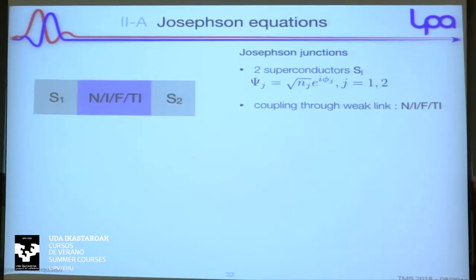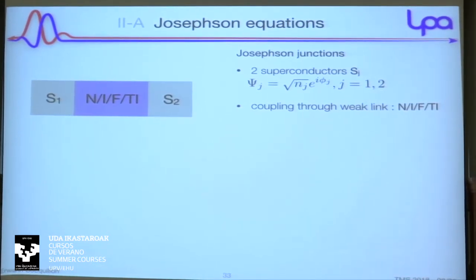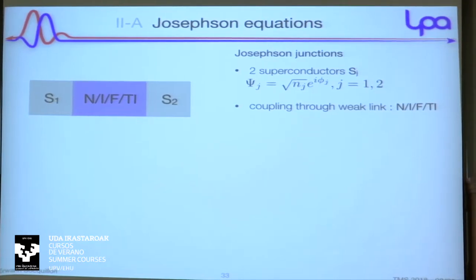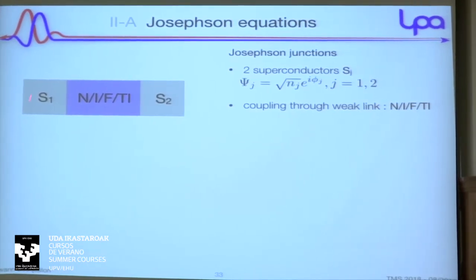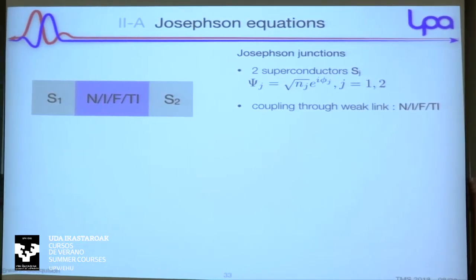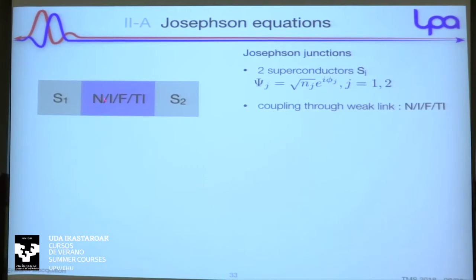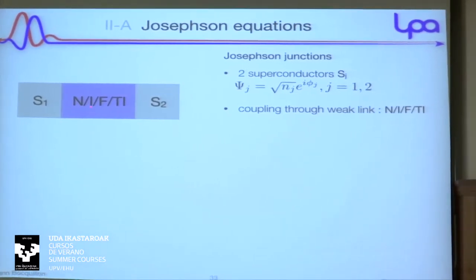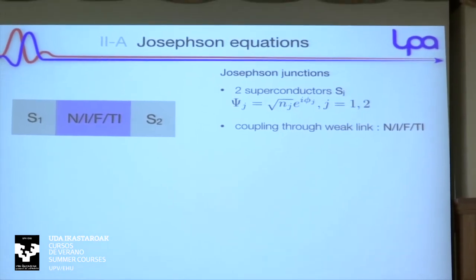So first, as a reminder, the physics of the Josephson junction is basically governed by two equations, which are known under the name of Josephson equations. And they govern any type of junction which is built between two superconductors separated by a thin non-superconducting material. And in general, this can be any material. This can be a normal metal. This can be an insulator. This can be a ferromagnet. Or in our case, this can be a topological insulator.